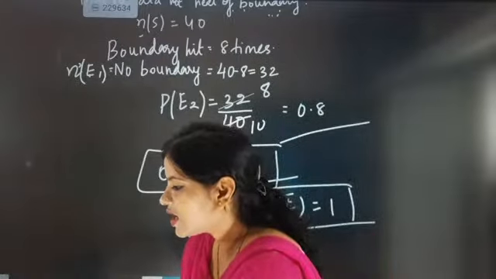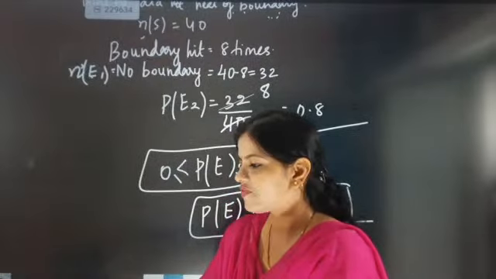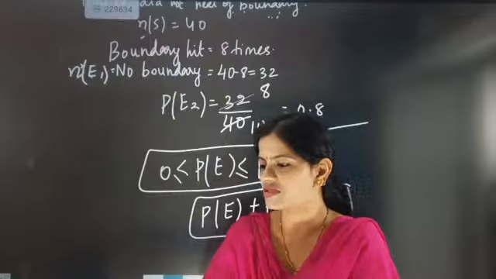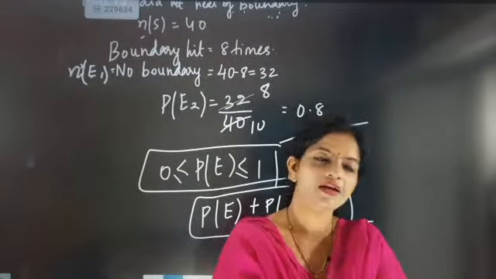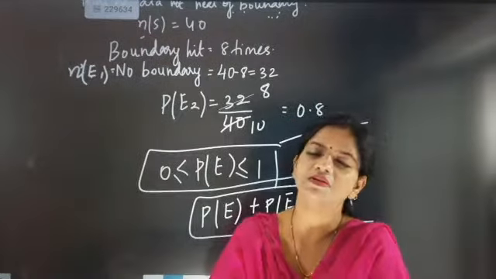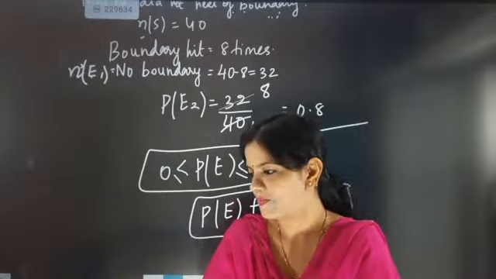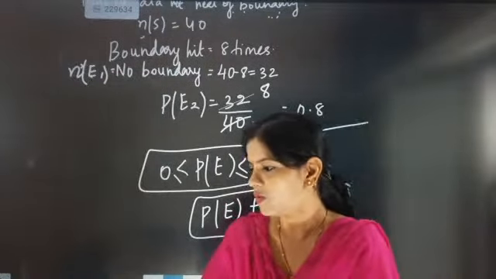Shrutika asks, while answering probability, should we write the final answer in fraction or decimal? See, when you are writing the answer, fraction is okay. Some children write in decimal. Decimal is no problem, fraction is no problem. You can keep it in fraction. It is not going to create any problem. I hope you have understood.